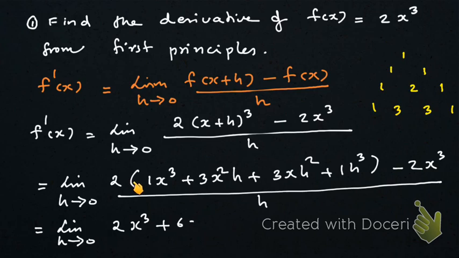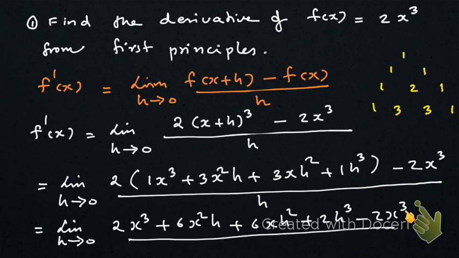Now I open the bracket with 2, so I get 2x cubed plus 6x square h plus 6xh square plus 2h cubed. That's opening the bracket with 2, minus there is 2x cubed still, divided by h. You can see that two of the terms will get cancelled there. 2x cubed and minus 2x cubed will get cancelled.